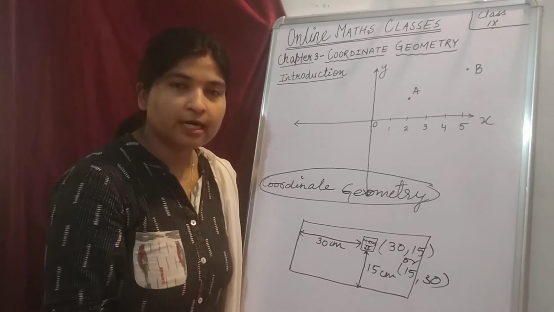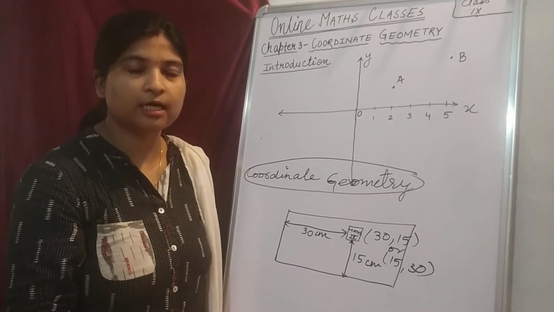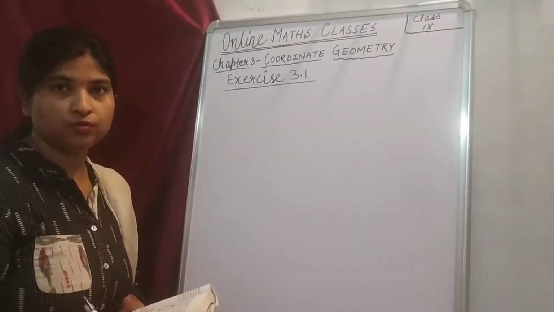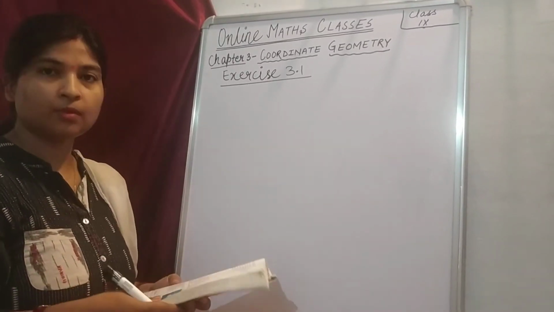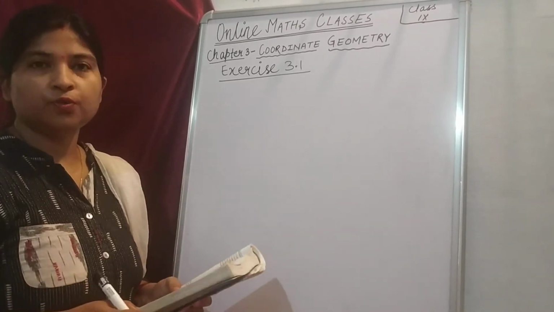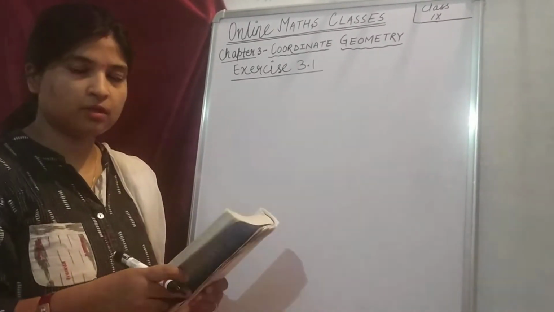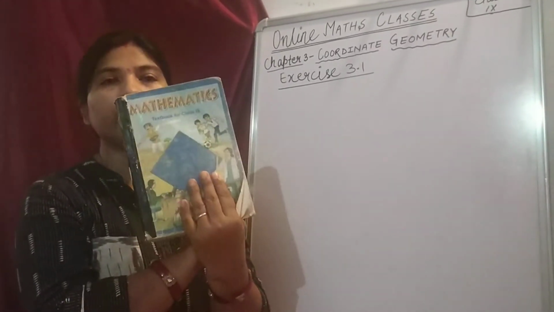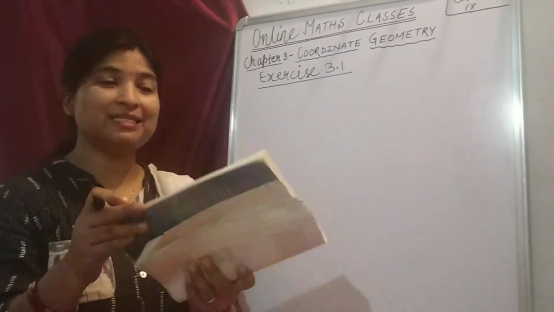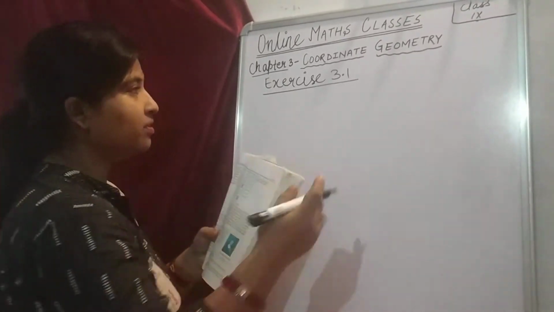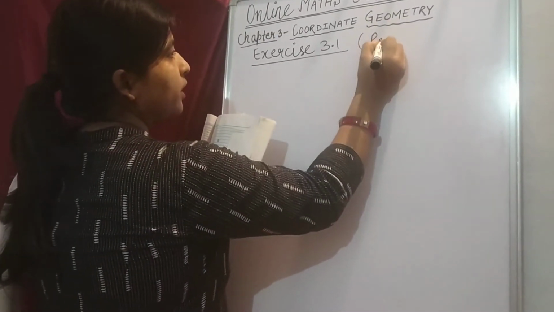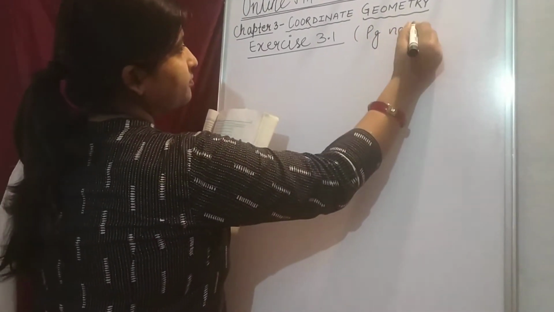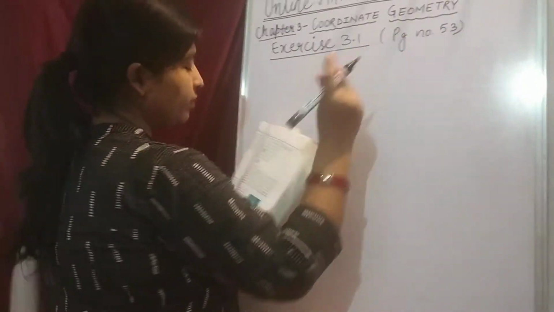Okay, now we can start our exercise, that is our exercise 3.1. Yes, students, take out your NCERT book. I think you all have this NCERT book. Now we will start with exercise 3.1, that is on page number 53. Now we can start it.